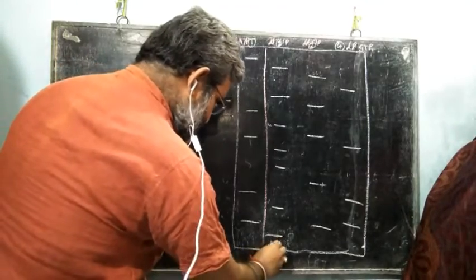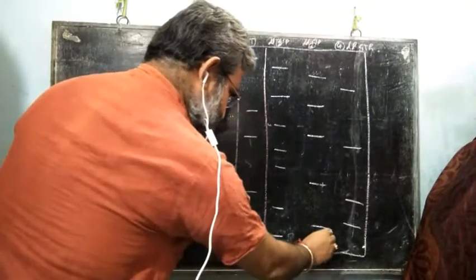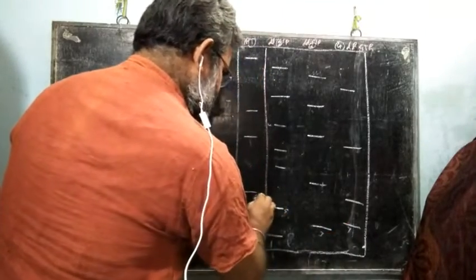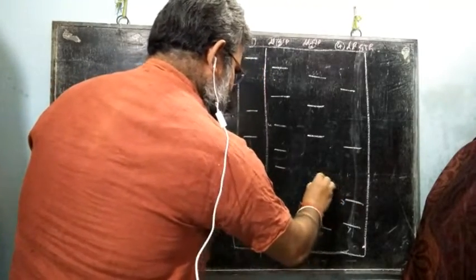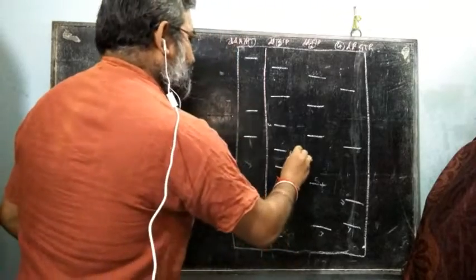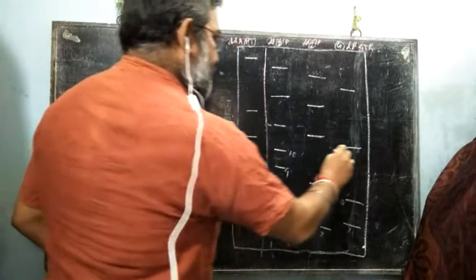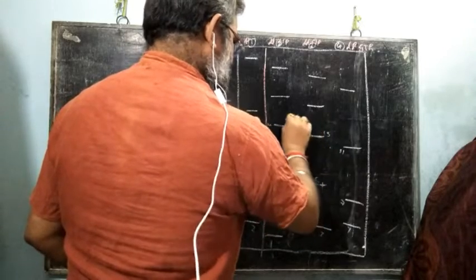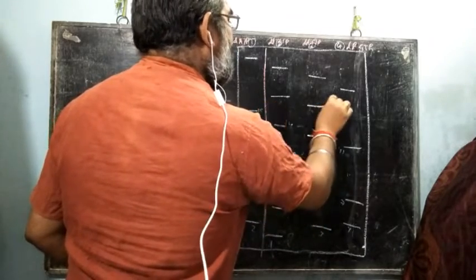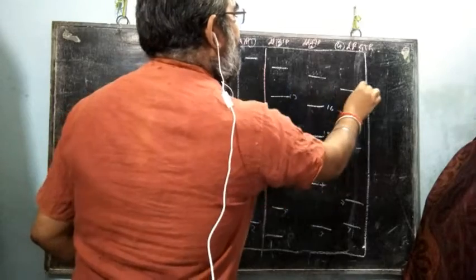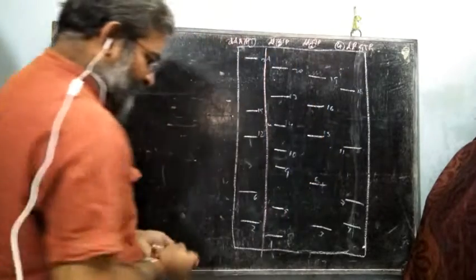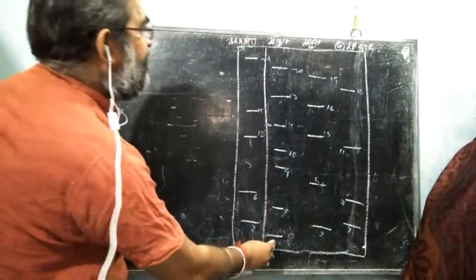It is the first band, the second band, the third band, fourth, fifth, sixth, 7, 8, 9, 10, 11, 12, 13, 14, 15, 16, 17, 18, 19, 20. And now you analyze. First is the T.